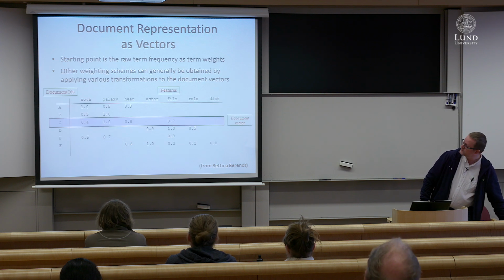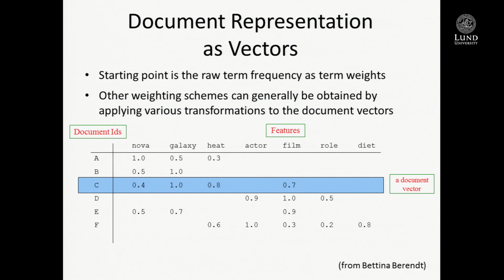And this is perhaps more illustrative, that we can represent documents as vectors. So here we have the documents A, B, C, D, E, and F. And then we have words that occur. These documents are probably astronomy related, because here we have weights for words like nova, galaxy, heat, etc. And probably B and C might be related to that as well. But then you have D, E, F. Here you have more words like film, rule, and diet appears there suddenly.